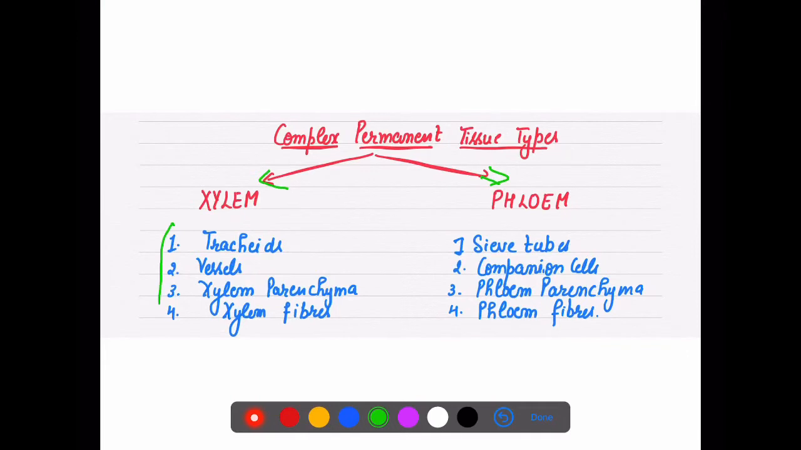Xylem has 4 different elements. It is made up of xylem tracheids, xylem vessels, xylem parenchyma and xylem fibers. Phloem also has 4 components, that is sieve tubes, companion cells, phloem parenchyma and phloem fibers.